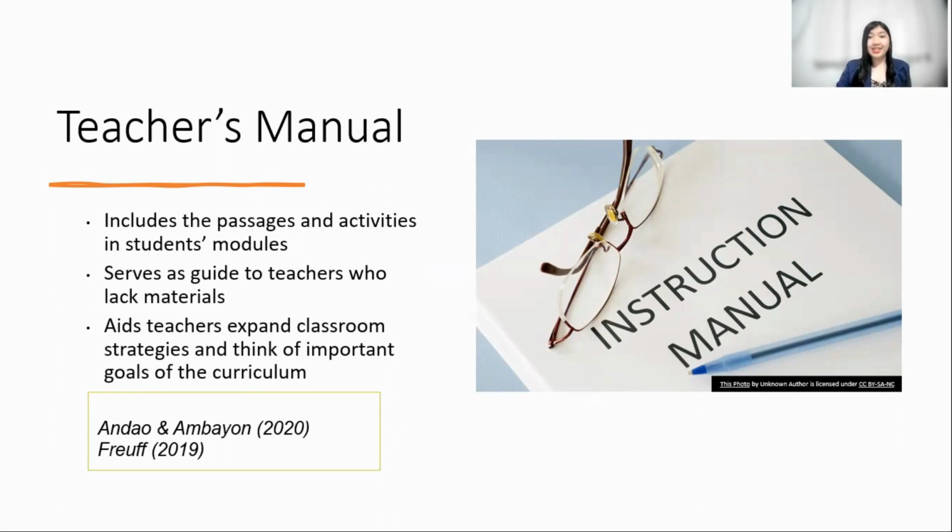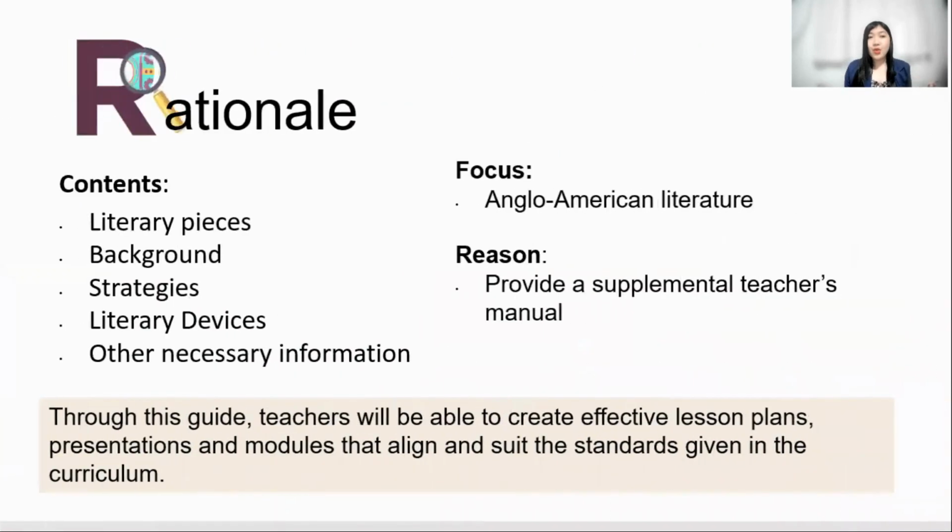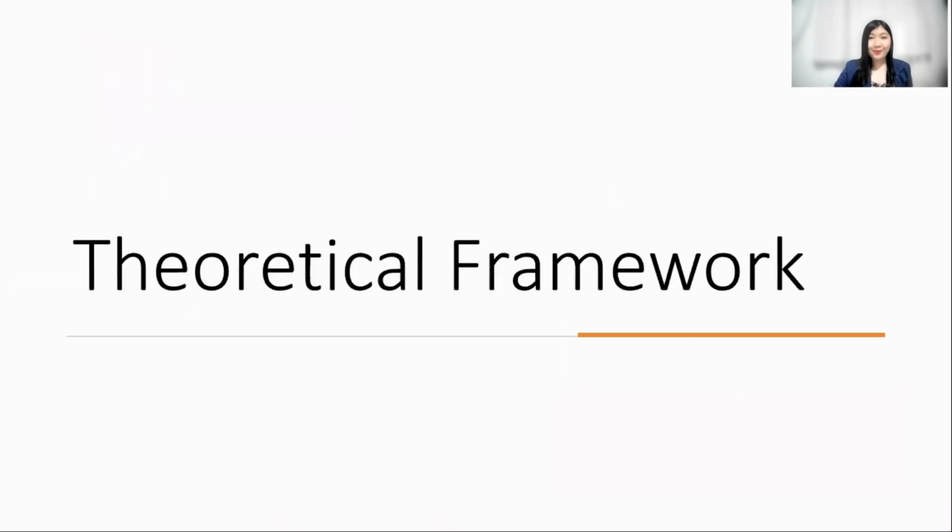and Proof 2019. For the rationale of the study, the Anglo-American Literature Supplemental Teacher's Manual included the following: the literary pieces, background, strategies, and literary devices, as well as other necessary information. Through this guide, teachers will be able to create effective lesson plans, presentations, and modules that align with and suit the standards given in the curriculum. The study is grounded on the following theories and theoretical framework.